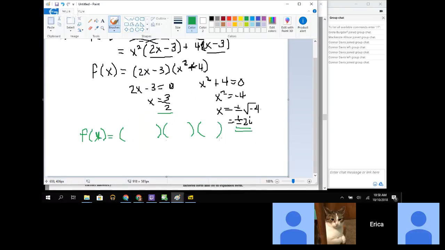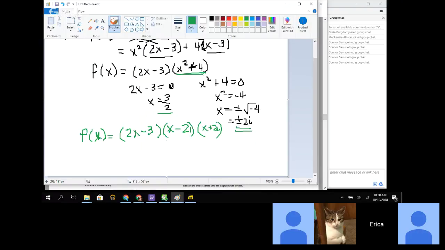All right. So I already know that my first one is 2x minus 3, right? But then I figured out this second one can be factored as x minus 2i and x plus 2i, right? Because x minus 2i times x plus 2i, when I FOIL them together, I get x squared plus 4. Okay? So that's part B.